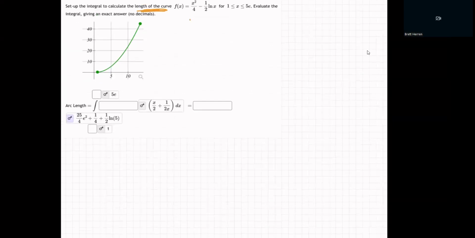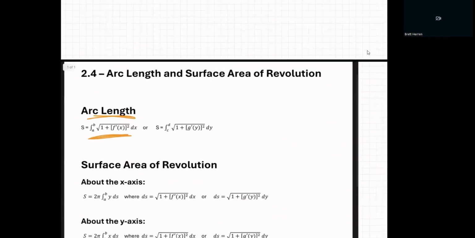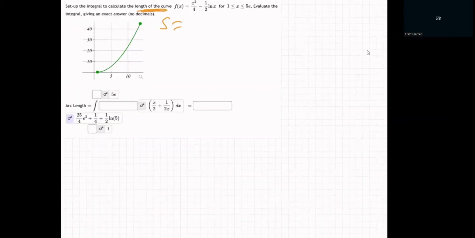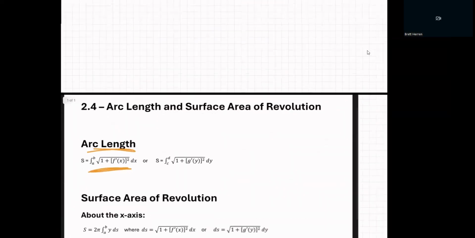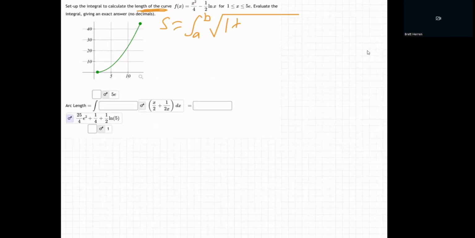All right, so I'm going to grab that formula. The arc length, S they call it, I don't know why, equals what? The integral from A to B of the square root of 1 plus f prime of x squared dx. Okay, so how are we going to do this integral?